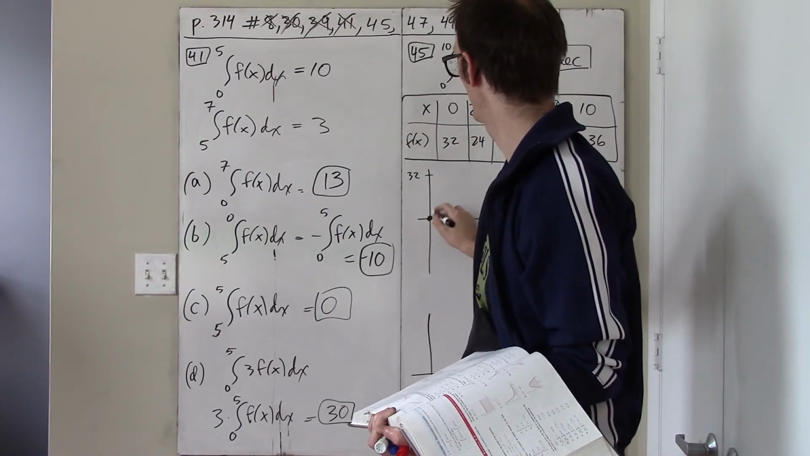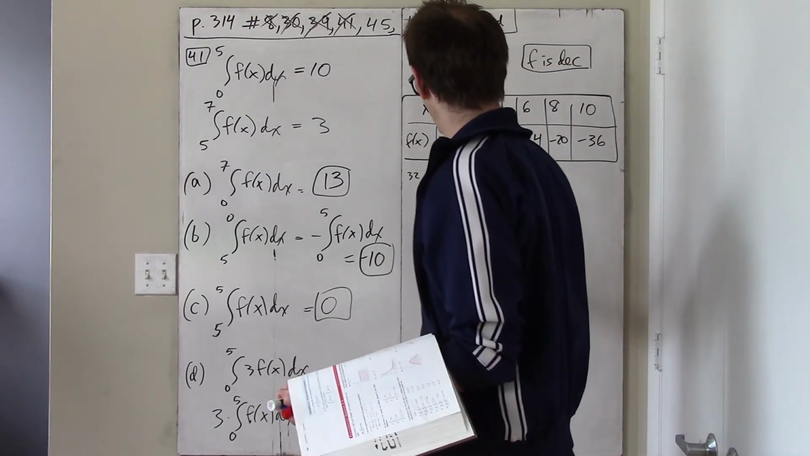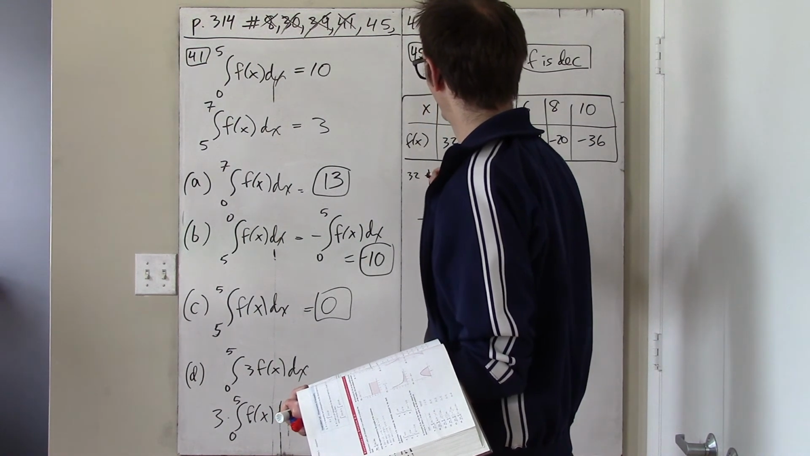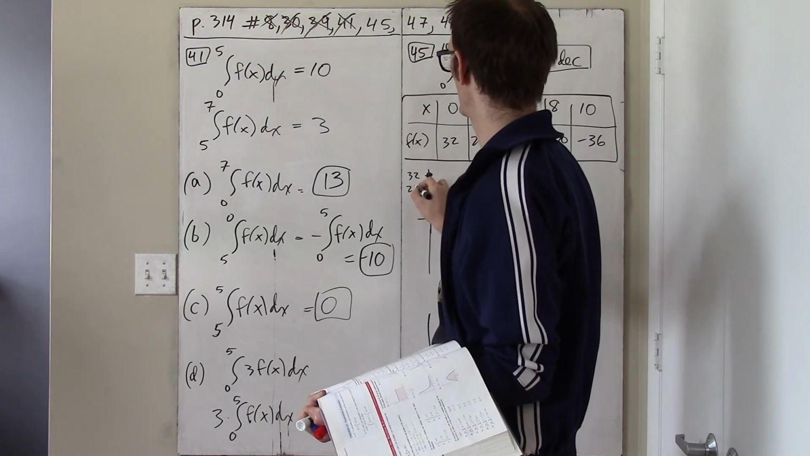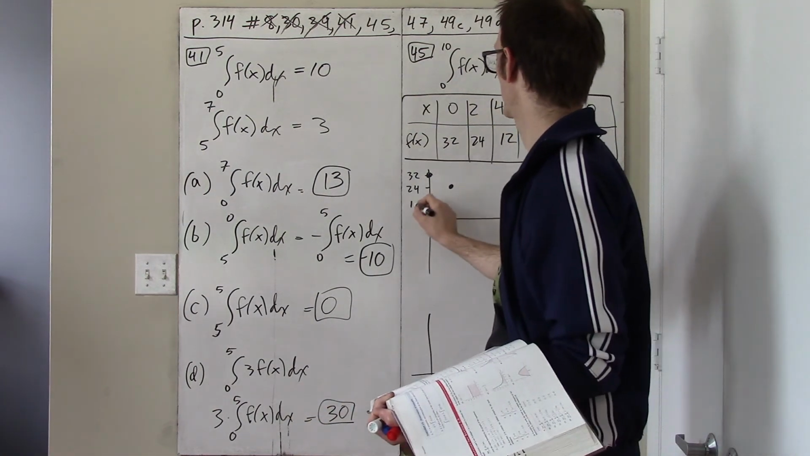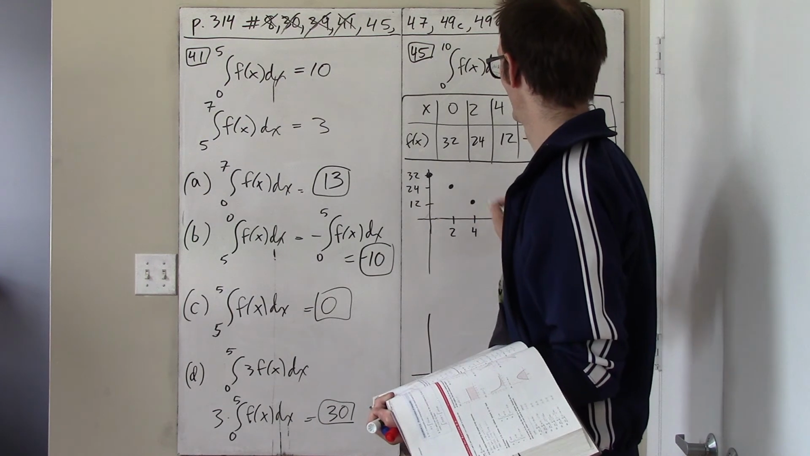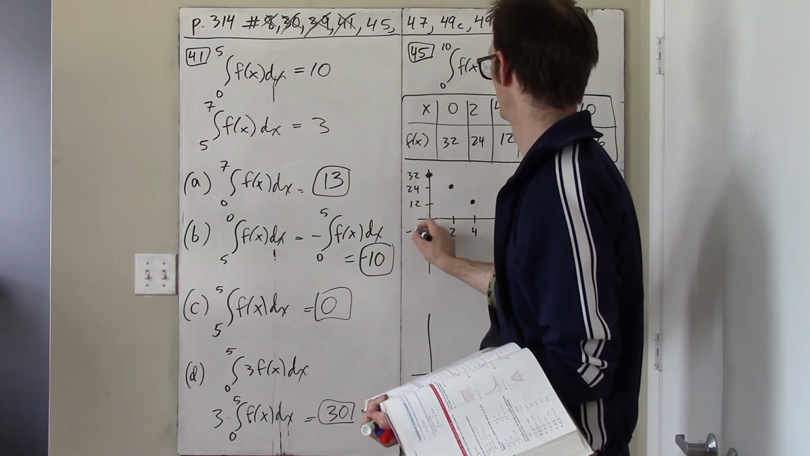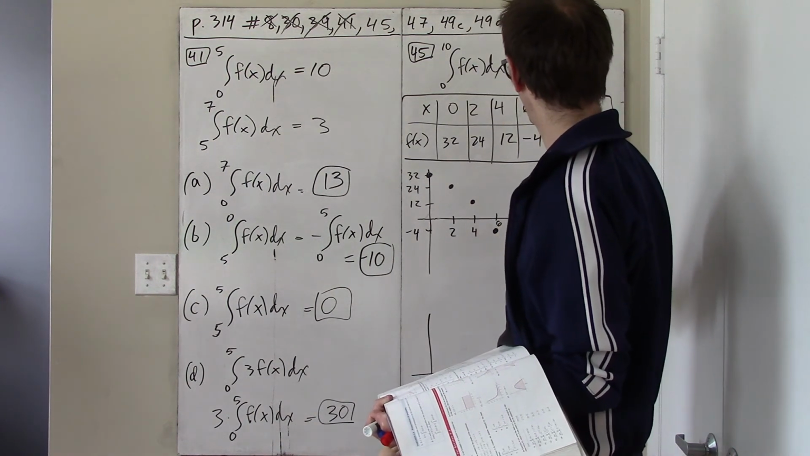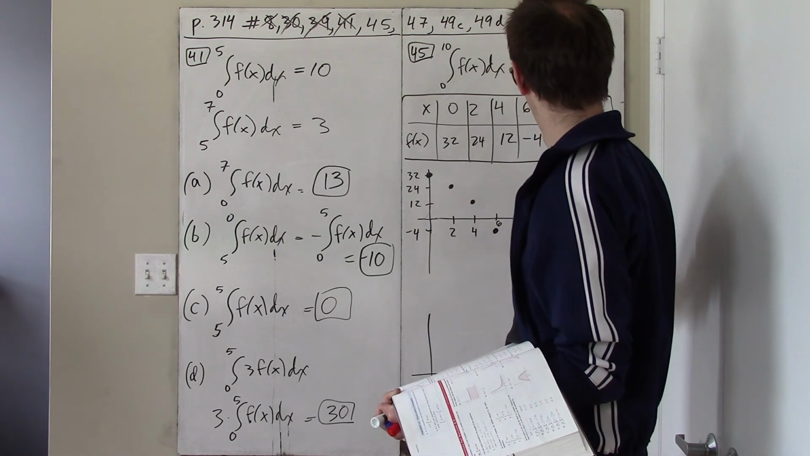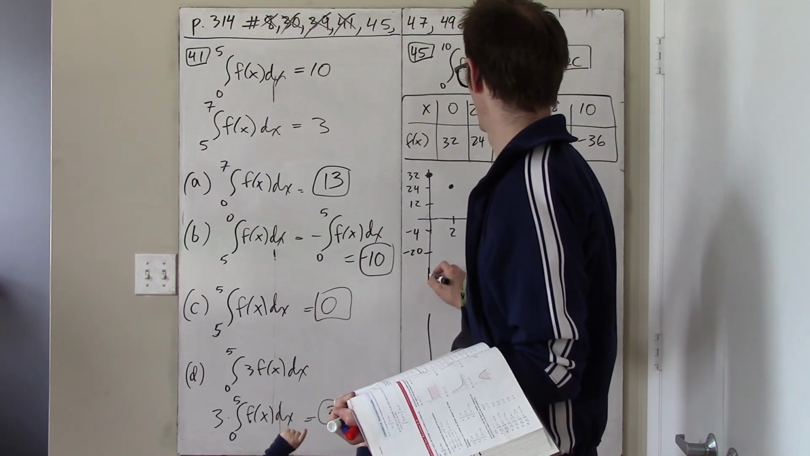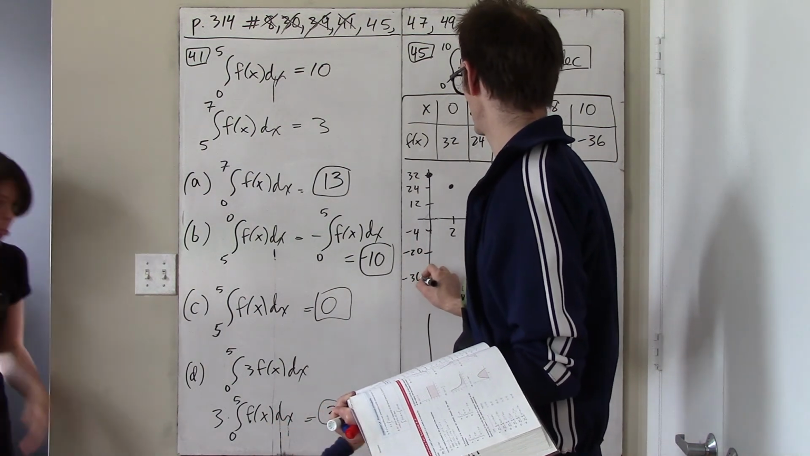So when you plug in 0, you get 32. When you plug in 2, you get 24. When you plug in 4, you get... When you plug in 6, you get negative 4. When you plug in 8, you get negative 20. And when you plug in 10, you get negative 36.